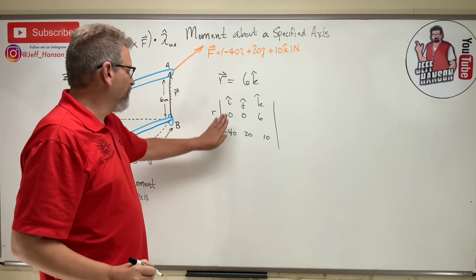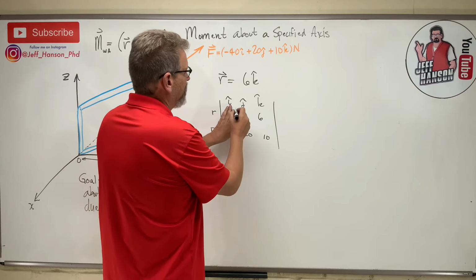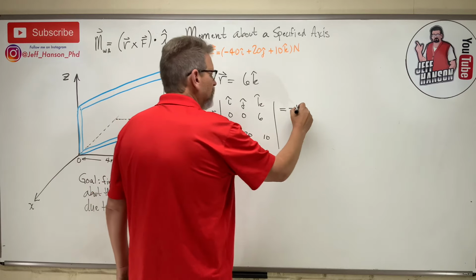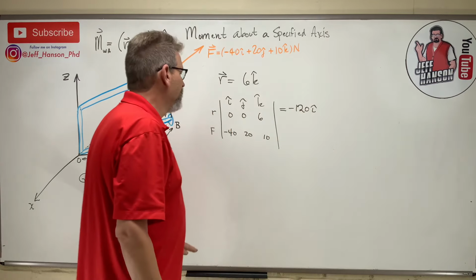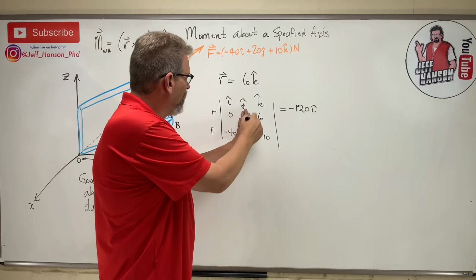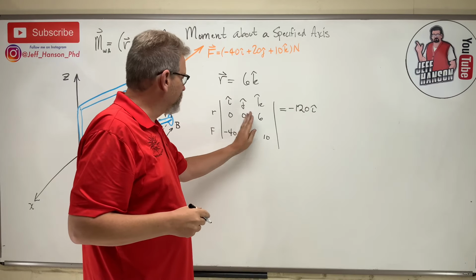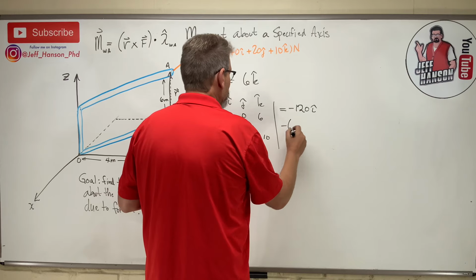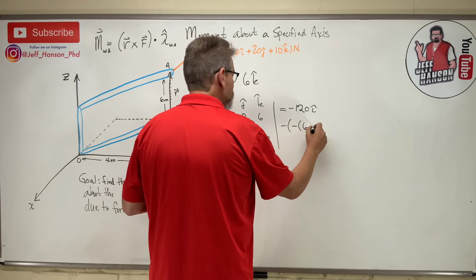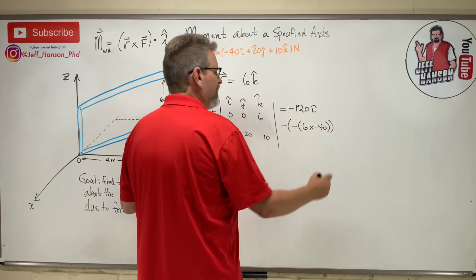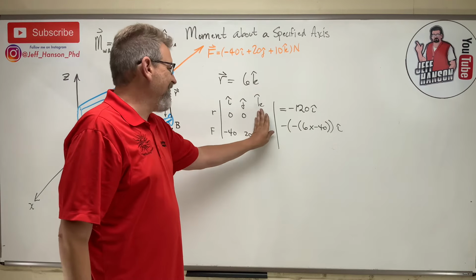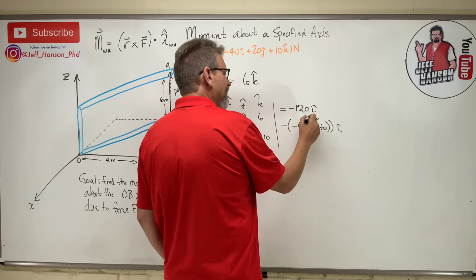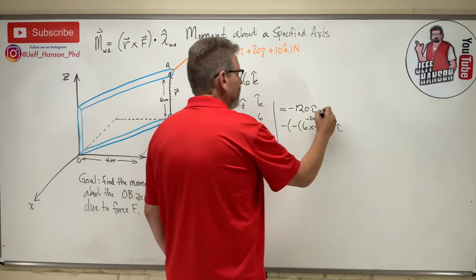Okay, here we go. Cover up the I, and you get 0 minus 6 times 20. 6 times 20 is 120, so 120 I hat. Cover up the J: 0 minus 6 times 40, which is 240. Be careful about this, because J is negative, and it's negative 6 times negative 40. There are a lot of negatives in there to get wrong, so we don't want to mess that up. And then K hat, 0 minus 0. So this is negative 120 I hat, and then the negative J turns the negative 240 into a positive 240 J hat.